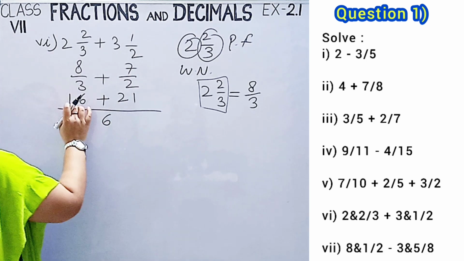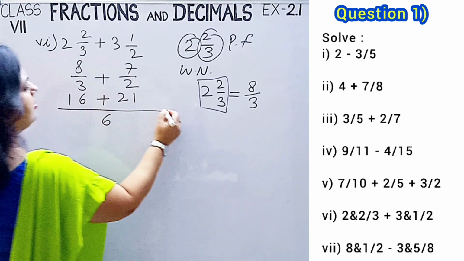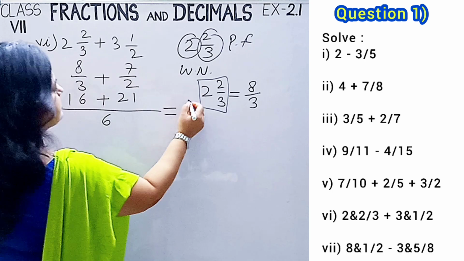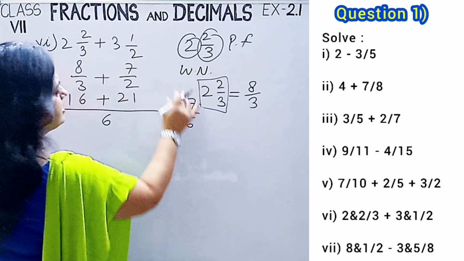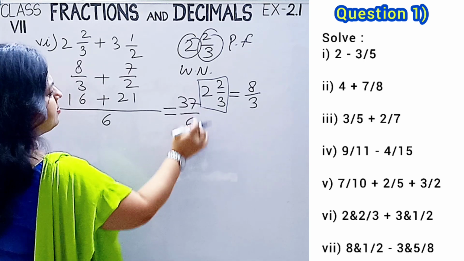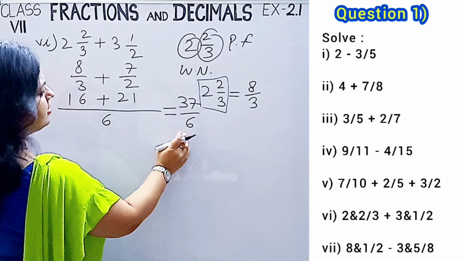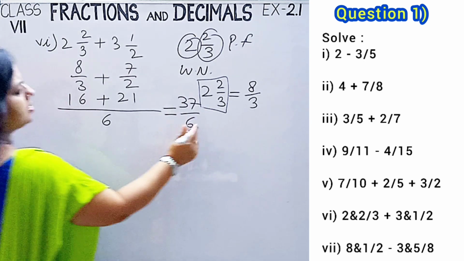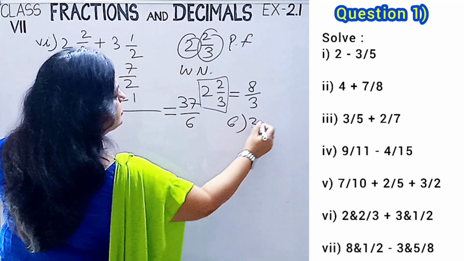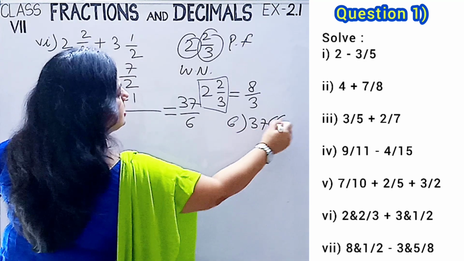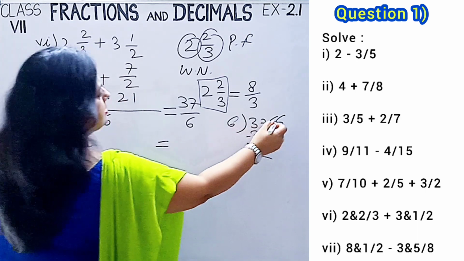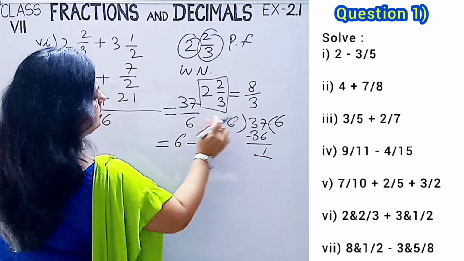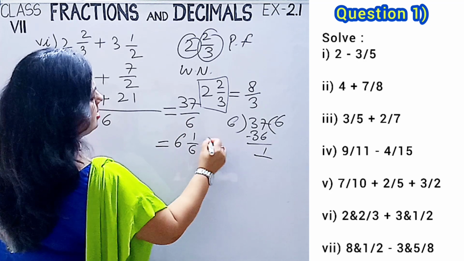After adding 16 and 21, we get 37. 37 upon 6 is an improper fraction. So first we will convert it into a mixed fraction. Easy: 37, 6 6s are 36. Here 1 remains. So the answer is 6 and 1 upon 6. Answer.